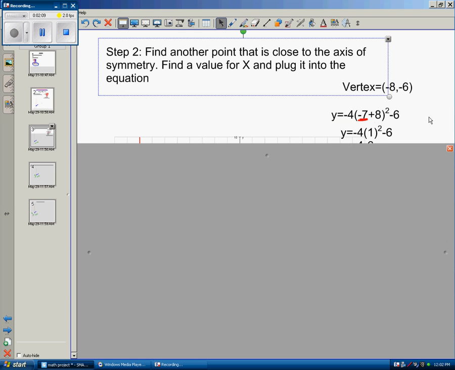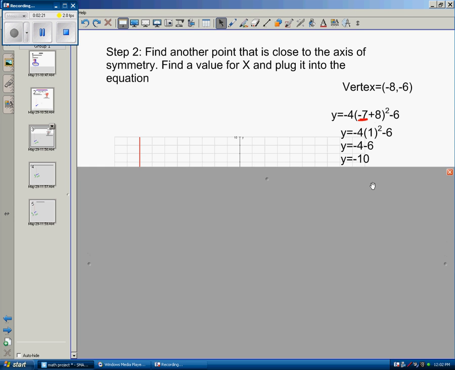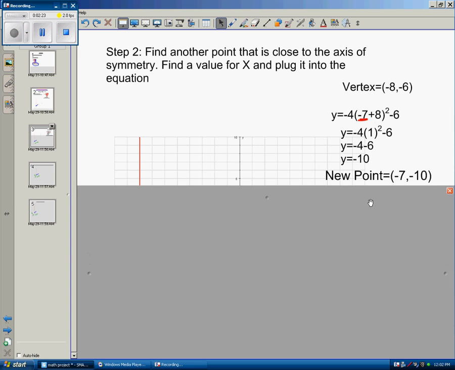The first thing you're going to do is solve what's in the parentheses. So -7 plus 8 is 1. Now, 1 squared is 1. 1 times -4 is -4. -4 minus 6 is going to equal -10. So your new point is going to be (-7, -10), because you bring down the original x value, which is -7, put it back in the new point, and take what you've solved for y.